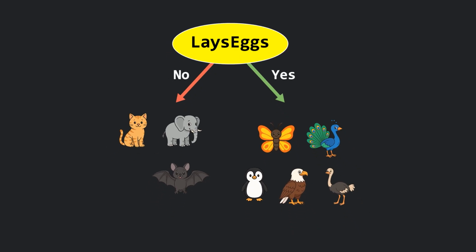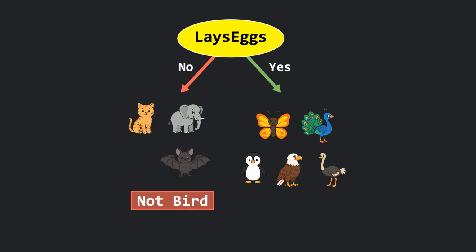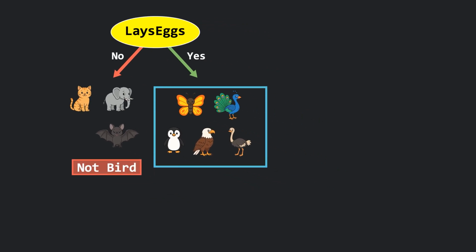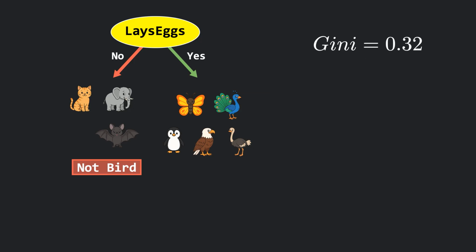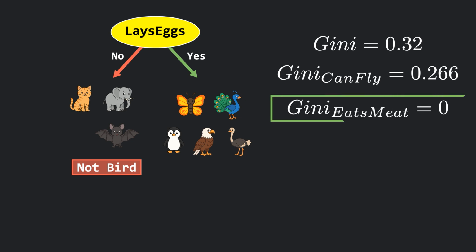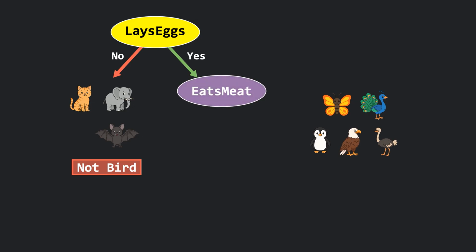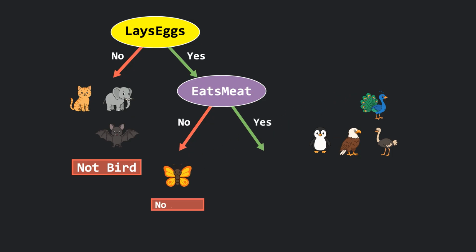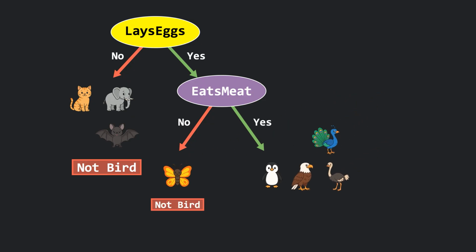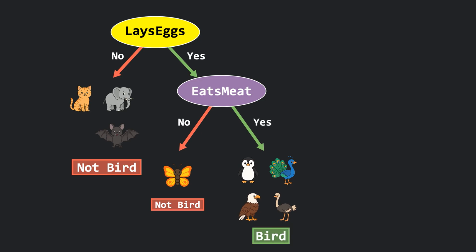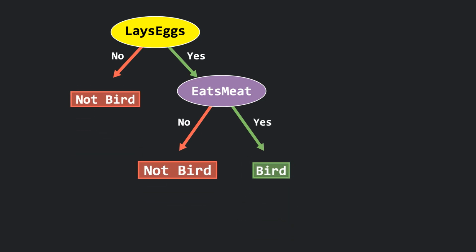The left side is already a pure group, so we don't need to split it any further. Instead, we will focus on the right side and perform the same steps recursively. For those 5 samples on the right, the overall Gini is 0.32. Now, just like before, if we calculate the Gini for the remaining features, we will find that eats meat gives the lowest Gini of 0, meaning it perfectly classifies all the splits in this branch. So we will choose eats meat here as the next split, and that's how we train a decision tree, by recursively choosing the best feature at each node, splitting the data step by step until either the groups become pure or no better splits can be made.